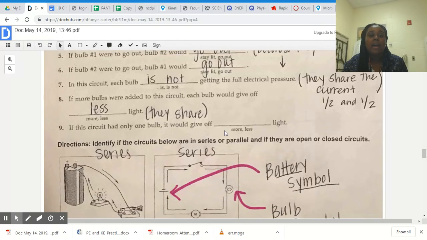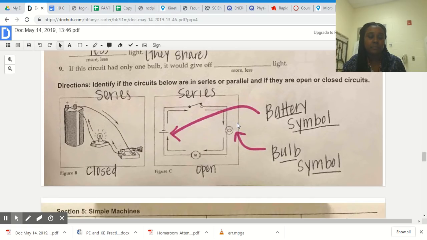All right, number 9, if this circuit had only 1 bulb, it would give off more light. I forgot to fill that in, but it would be more, and it's going to be more because only 1 bulb is receiving all the volts of energy, all the electric current that's being passed.